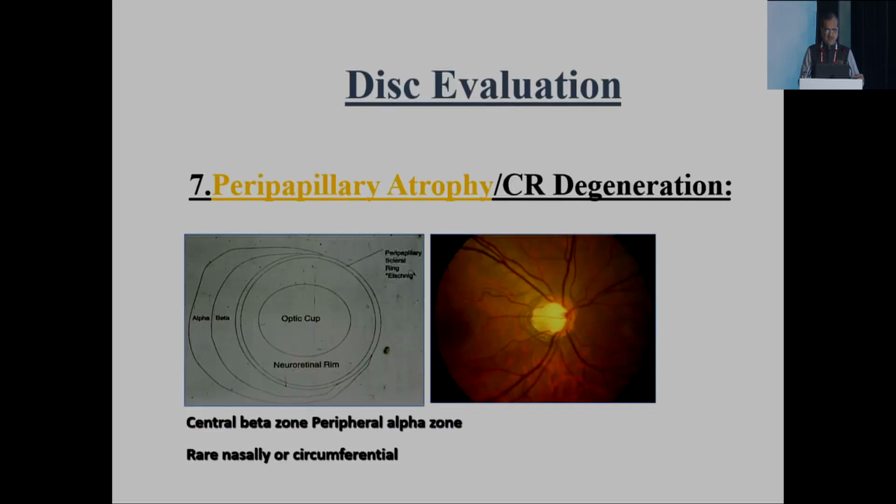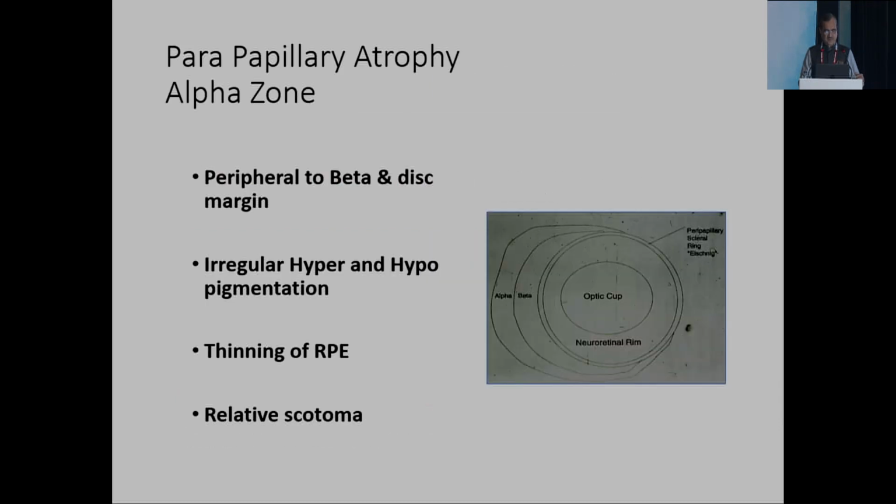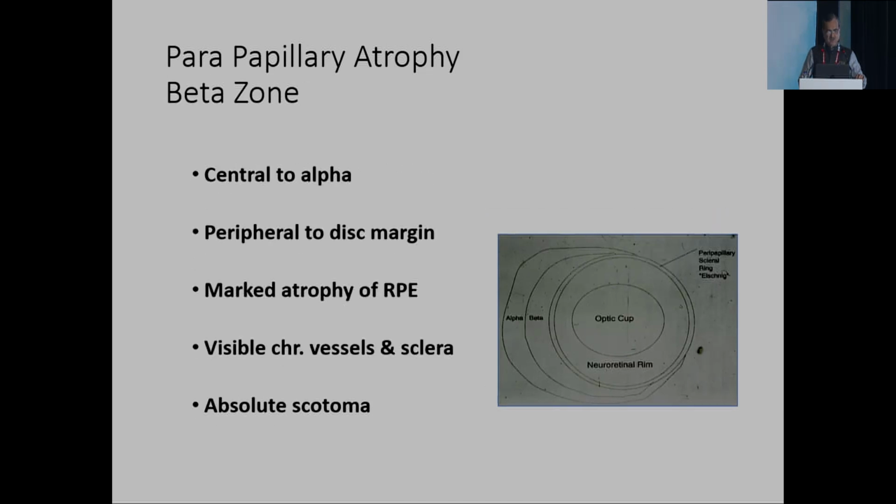The peripapillary atrophy consists of the central beta zone and the peripheral alpha zone, and is very rarely nasal or circumferential. The alpha zone is peripheral to the beta zone and the disc margin. It shows irregular hyper or hypopigmentation. It indicates thinning of the RPE, and that can give you a relative scotoma. Whereas the beta zone is central to the alpha zone, peripheral to the disc margin.